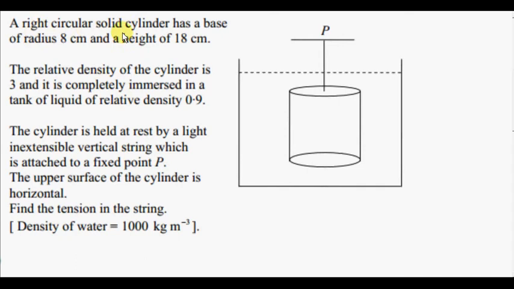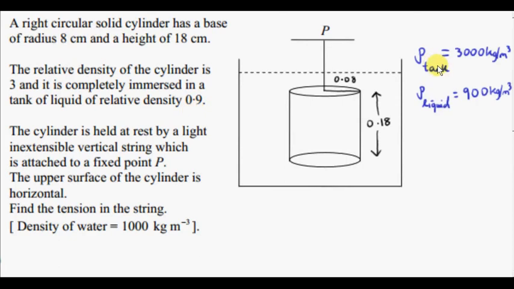A right circular solid cylinder has a base of radius 8 cm and a height of 18 cm. The relative density of the cylinder is 3, and it is completely immersed in a tank of liquid of relative density 0.9. So to get the density of the cylinder, we multiply its relative density, which is 3, by the density of water, which is 1,000. So we get 3,000 kilograms per meter cubed, because the relative density is the density compared to water.